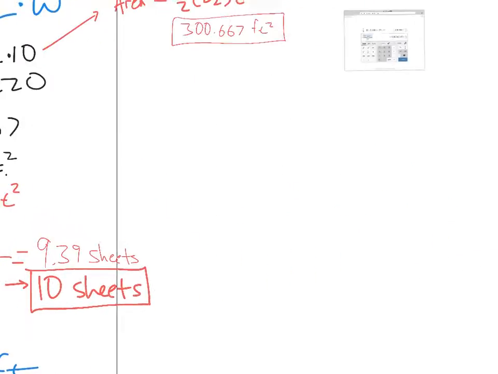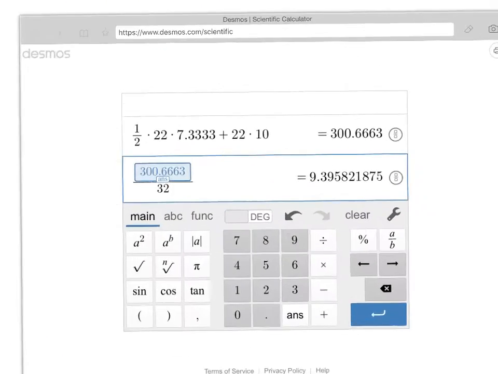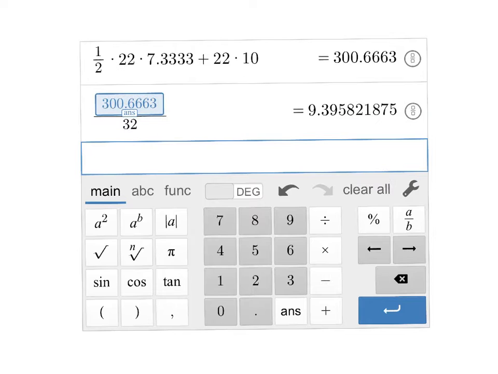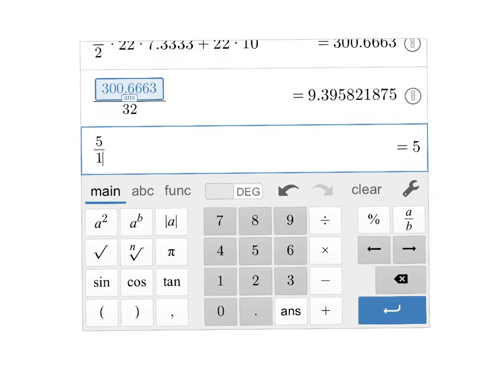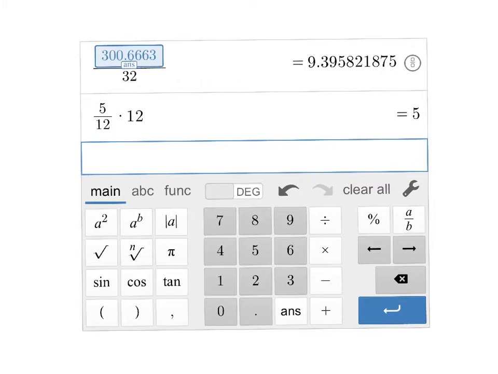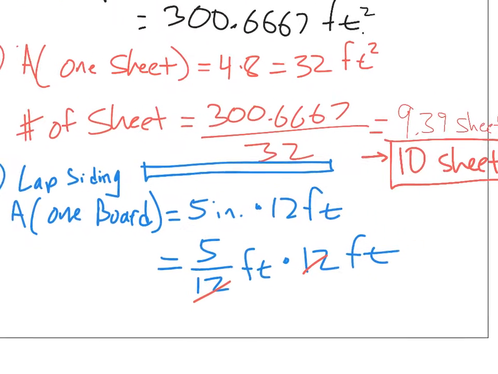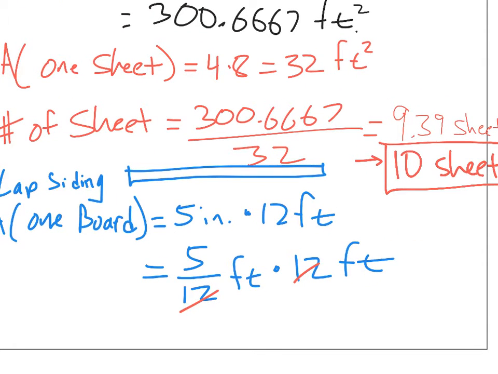But we can convince ourselves over here with our calculator. We've got 5/12 times 12, because you notice we just did 5 divided by 12 times 12. Those just counteract each other. It's 5, all right? So great, that's going to be 5 square feet. So one board covers 5 square feet.